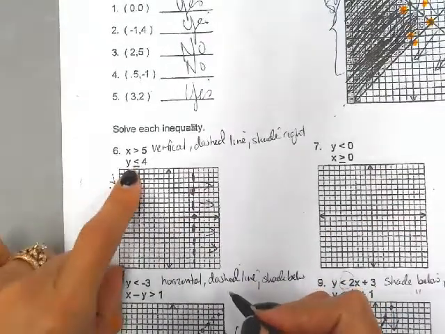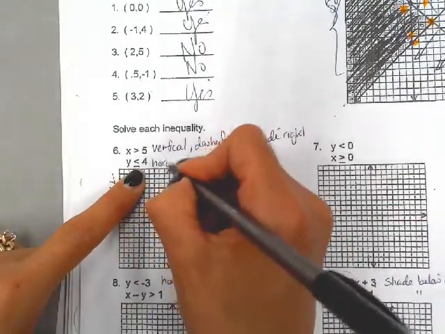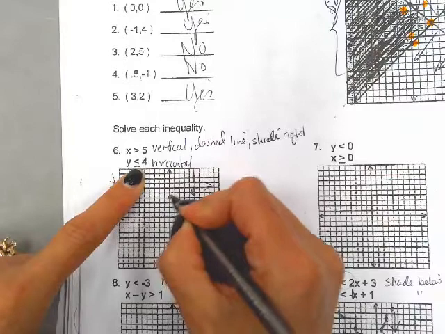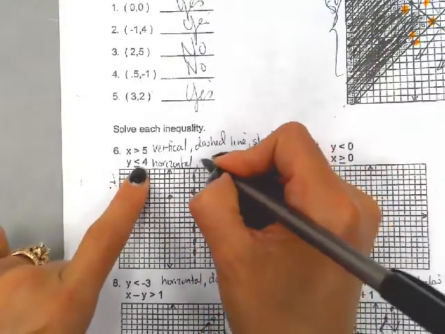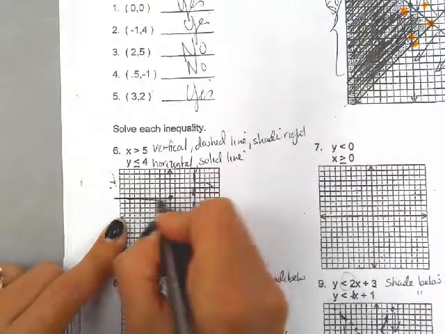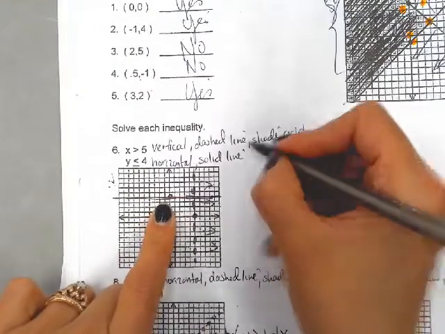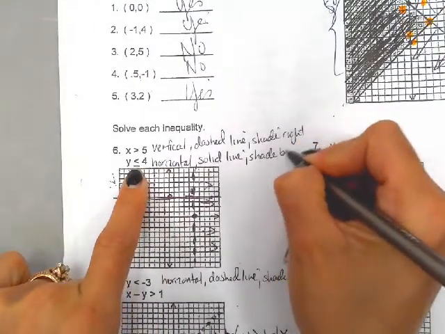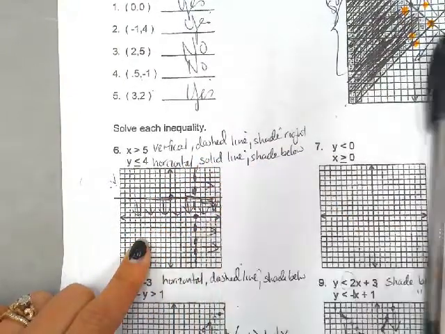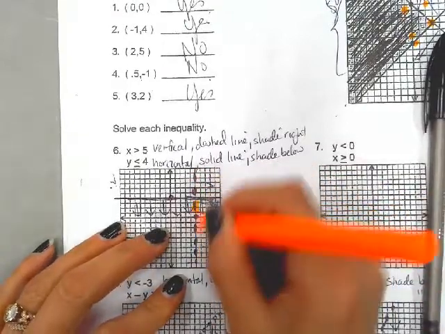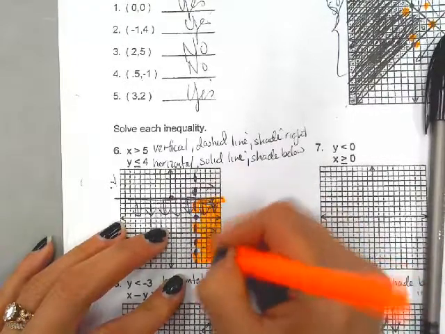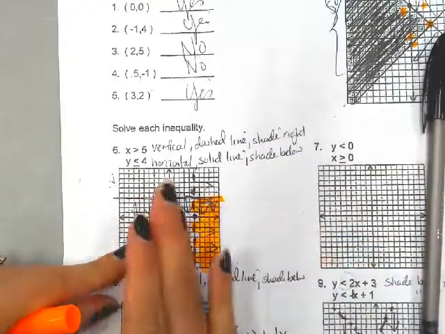Then y less than or equal to 4 is going to be a horizontal line crossing the y-axis at +4. And because it is also equal to, now it's going to be a solid line. So make a solid line that goes to that point. It is the less than, so we're going to shade below. So put arrows pointing down. Where the arrows overlap, that is where our solutions are. So highlight my dashed line and solid line right here, and this is where our arrows will overlap, where it's below this line and to the right of this line.